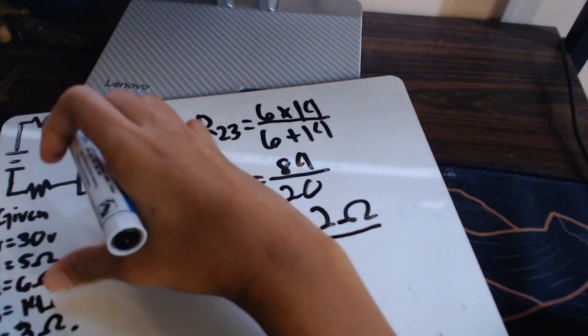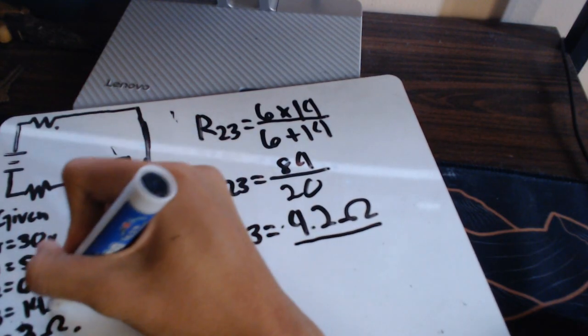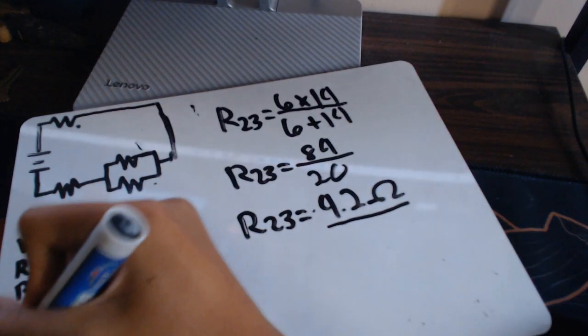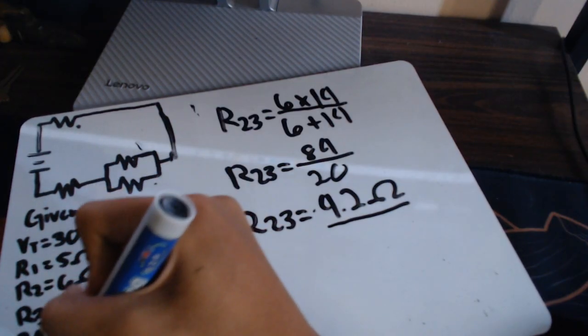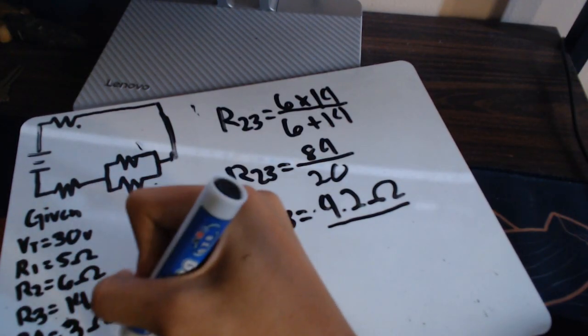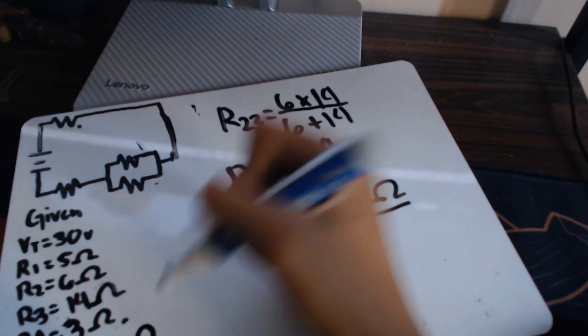Now let's cross this out. Now let's add a new one, which is the solved one. R23 is equal to 4.2 ohms.